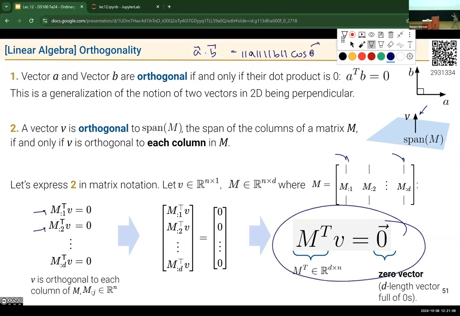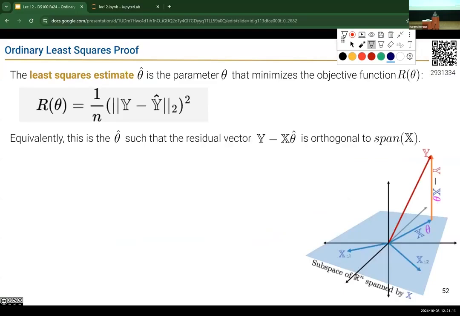And that's exactly what we want, and I'm going to directly use it here. This is my vector V right here, and the blue area is my span, which is in fact the span of X. I have different columns in X, and I need to make sure that this residual vector is orthogonal to each one of those specific columns.